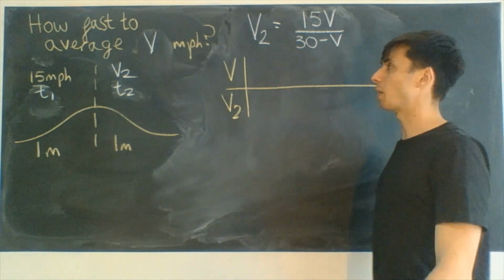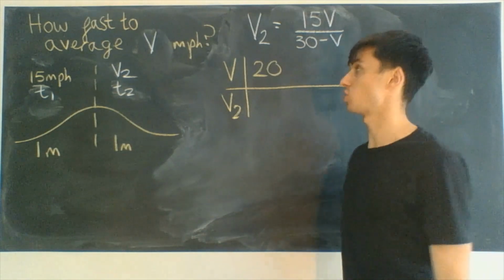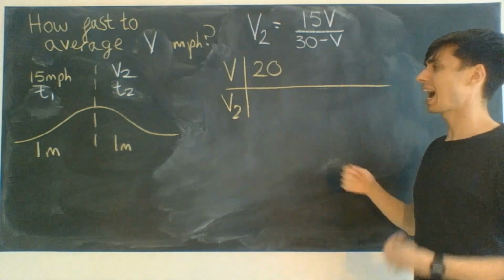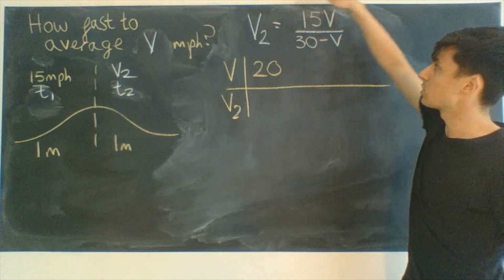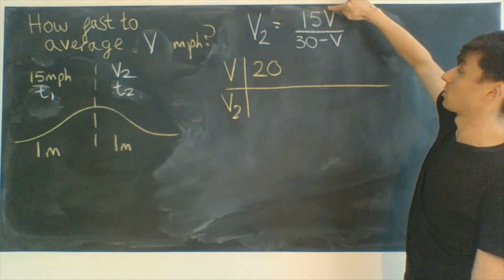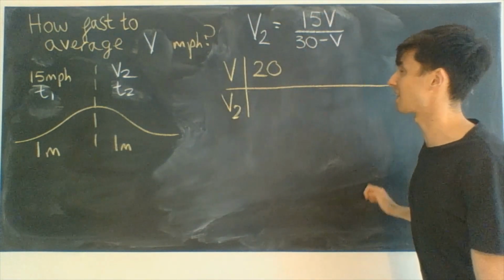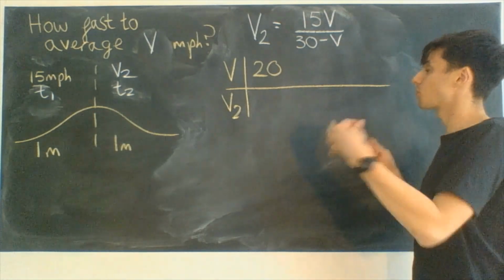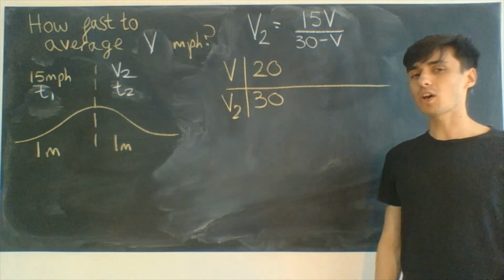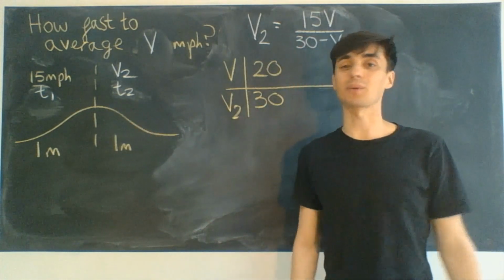Thinking of some interesting numbers then, what if I wanted to average 20 miles per hour for my whole journey? How fast would I have to go downhill to average 20? If we just put the numbers in, v2 will need to be 15 times 20, which is 300, over 30 take away 20. So that'll be divided by 10. 300 divided by 10 will be 30. So in other words, to average 20 miles per hour, I need to do 30 going downhill.